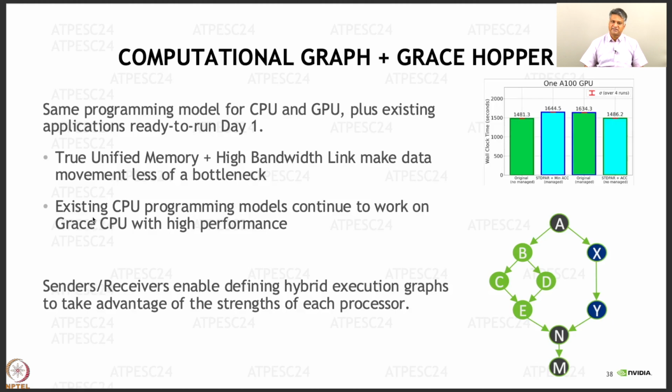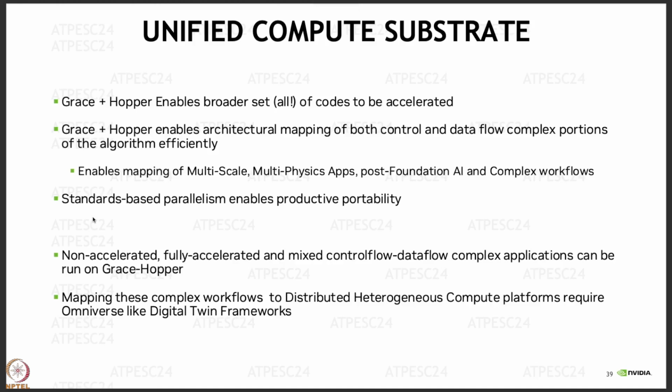The senders and receivers enable defining hybrid execution graphs to take advantage of the strengths of each of the processors. Being on a unified compute substrate, the Grace plus Hopper enables a broader set of codes to be accelerated. The Grace plus Hopper architecture enables efficient mapping of both control and data flow complex portions of the algorithm. It enables a mapping of multi-scale, multi-physics applications, post-foundation, artificial intelligence, and complex workflows.